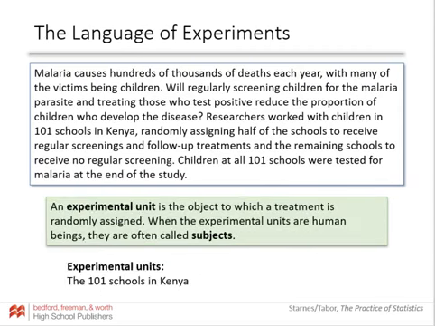Okay, experimental units, aka subjects. Okay, so in this case, it would be the schools. All right, it could be people, it could be animals, it could be things, just depends on the nature of our experiment.